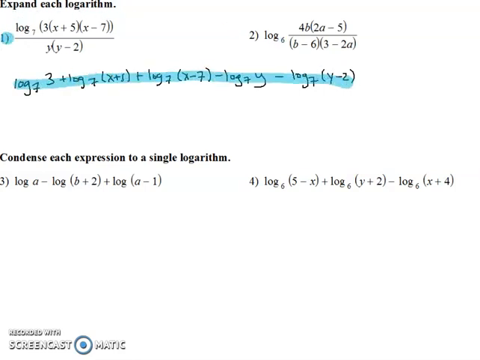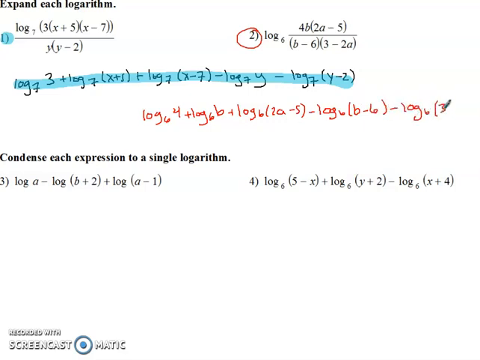Number 2, I'm going to go ahead and go below and I'll do number 2 in red. We should have log base 6 of 4 plus log base 6 of b plus log base 6 of 2a minus 5 minus log base 6 of b minus 6 minus log base 6 of 3 minus 2a.